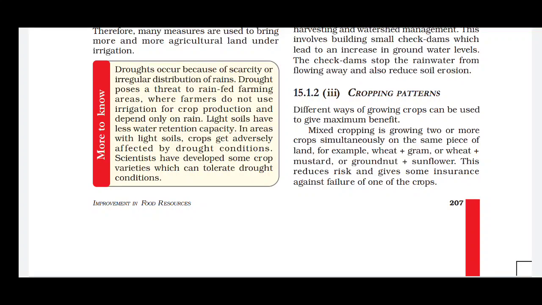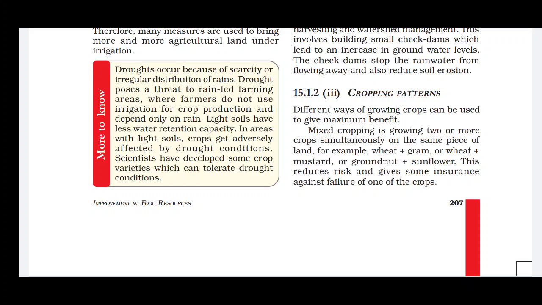Welcome students. This is part 2 of chapter number 15, improvement in crop varieties. Improvement in food resources. So our topic is cropping patterns.